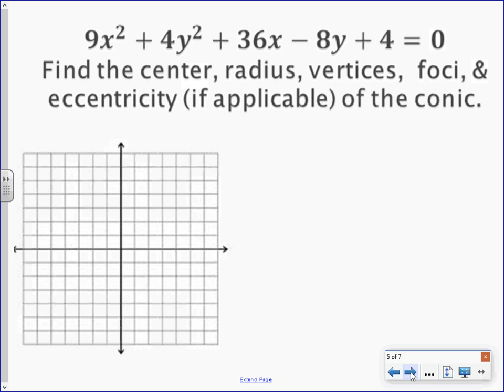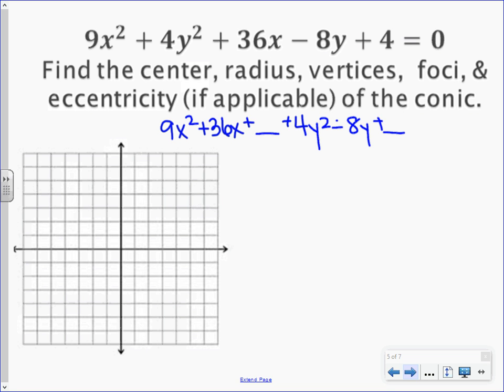Okay, so this is what we're going to do. We're going to group our x's together. We're going to group our y's together. And then we're going to throw that constant on the other side. Okay, all the constants get over to the other side. I'll show you why we need that here in a moment.